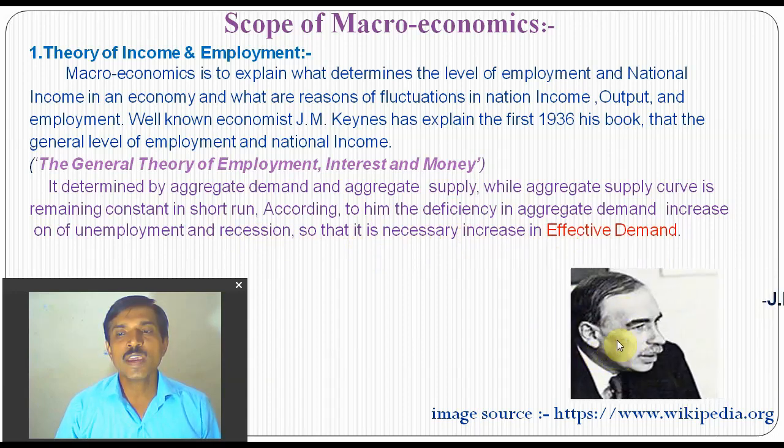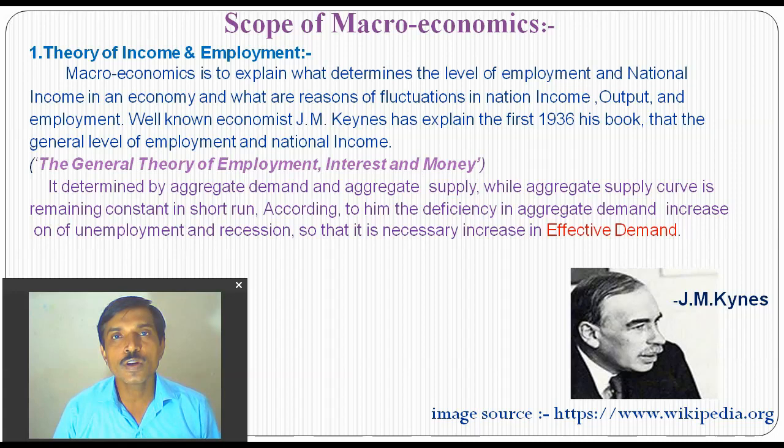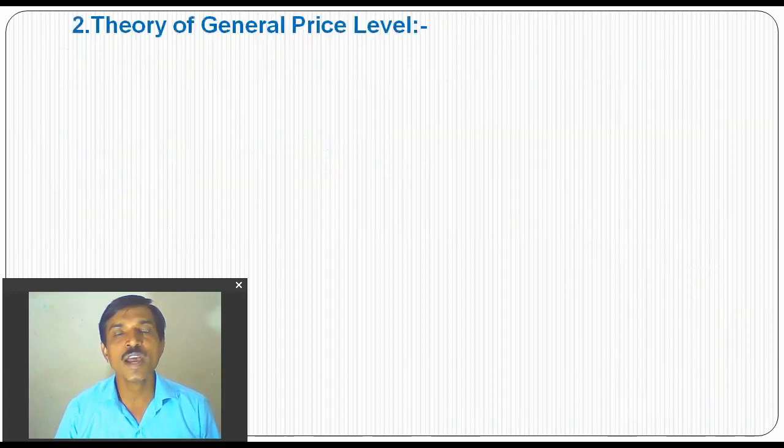So J.M. Keynes is the man who explained the theory of income and employment. That's why in modern macroeconomics J.M. Keynes is called the father of macroeconomics. So the theory of income and employment is the subject matter and scope of macroeconomics. That's why macroeconomics is known as income theory, just like microeconomics is known as price theory.